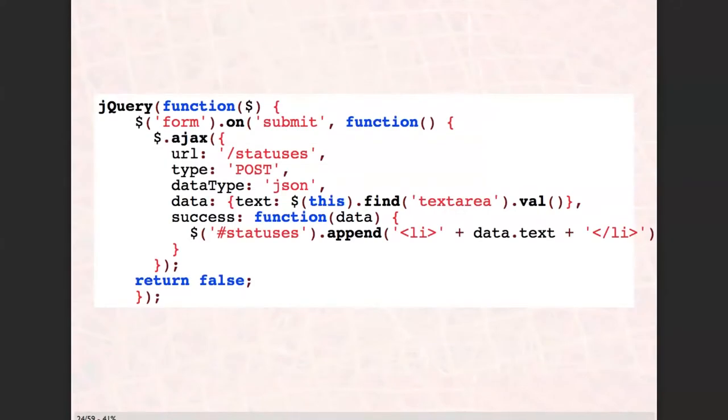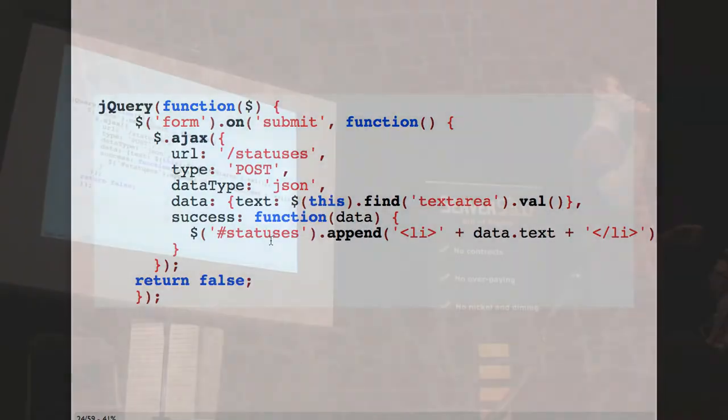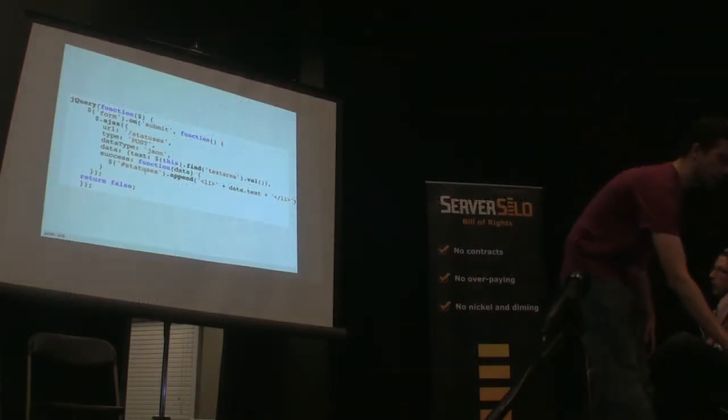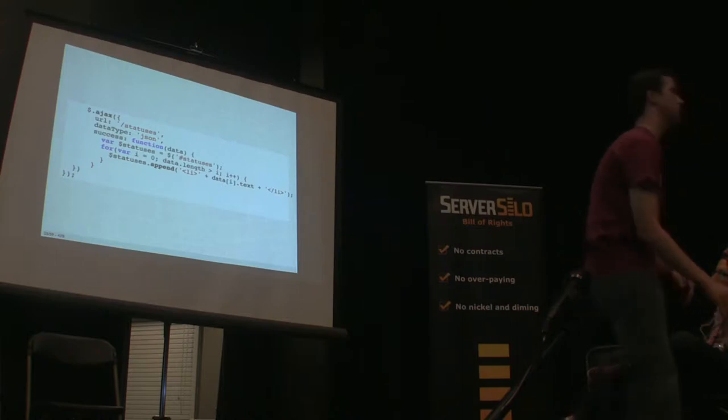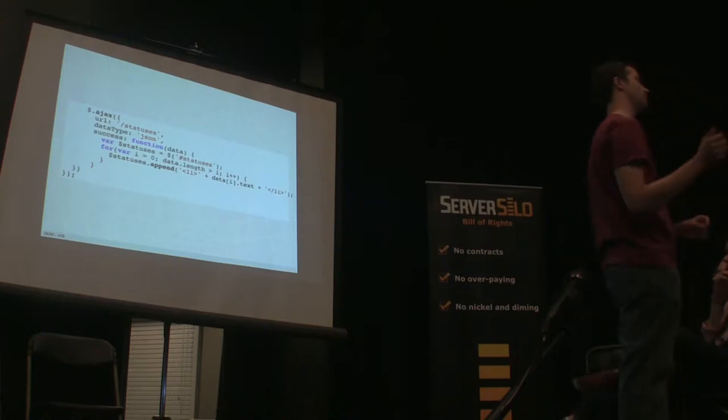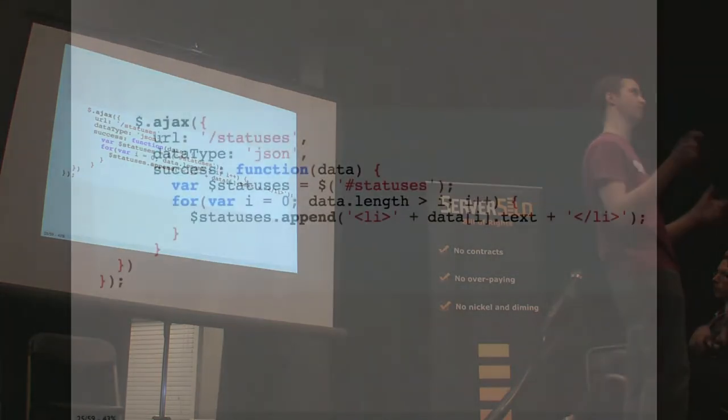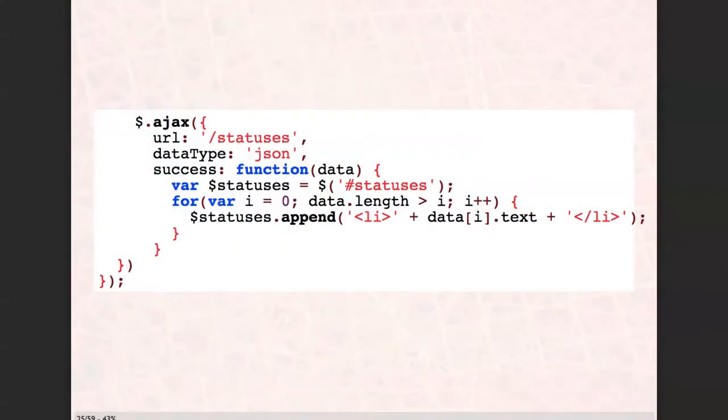Here's the JavaScript that is running behind the scenes. So it's just jQuery. When you submit the form, it does an AJAX request, it takes the values, and when it comes back, it just takes the statuses and appends a new list item to it. So that's part one. Part two is when the page loads, it also does an AJAX request to get all the statuses that have already been put on the server and iterates through them.